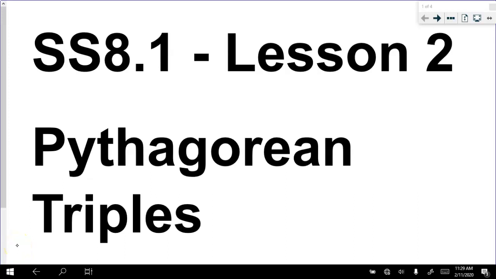Hi everyone, we're moving on to lesson 2 of our shape and space unit, and we're talking about Pythagorean triples today. This will be a fairly quick lesson.